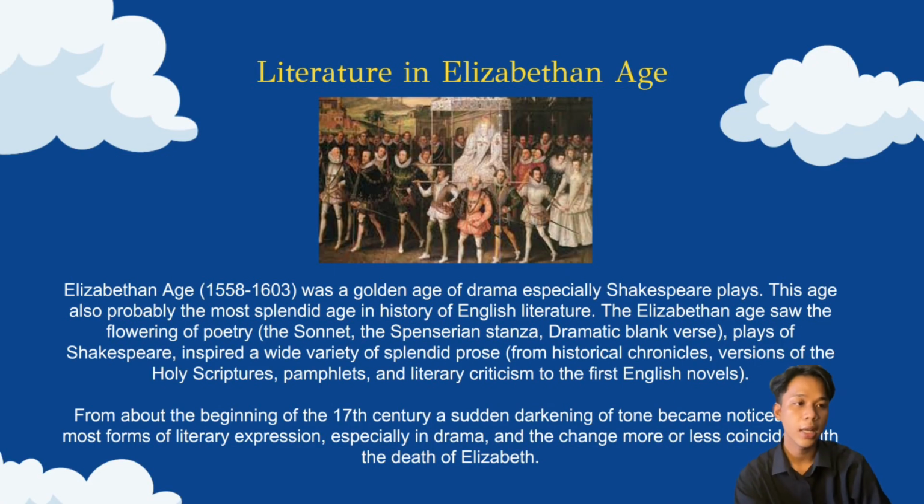And literature in the Elizabethan age. This period was a golden age of drama, especially Shakespeare's plays. This age was also probably the most splendid age in the history of literature. The Elizabethan age saw the flowering of poetry like the sonnet, the Spenserian stanza, dramatic blank verse, and the plays of Shakespeare, and then a variety of splendid prose, from historical chronicles, versions of the Holy Scripture, pamphlets, and literary criticism to the first English novel.